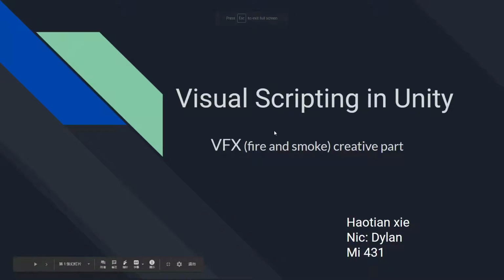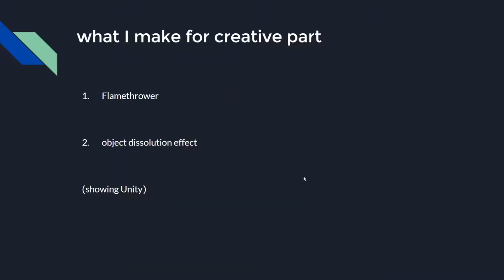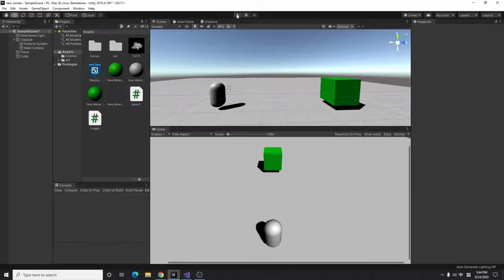Hi everyone, today we're talking about the visual scripting universe in Unity and this VFX, the fire and the smoke creative part. For the previous one I made the fire and the smoke like this. However, from the comments I found that my version of Unity is too old, it's 2018. So what I make for the creative part is 2019, and the first is the flamethrower, and the second is an object that has a dissolution effect. Let me show you in Unity.